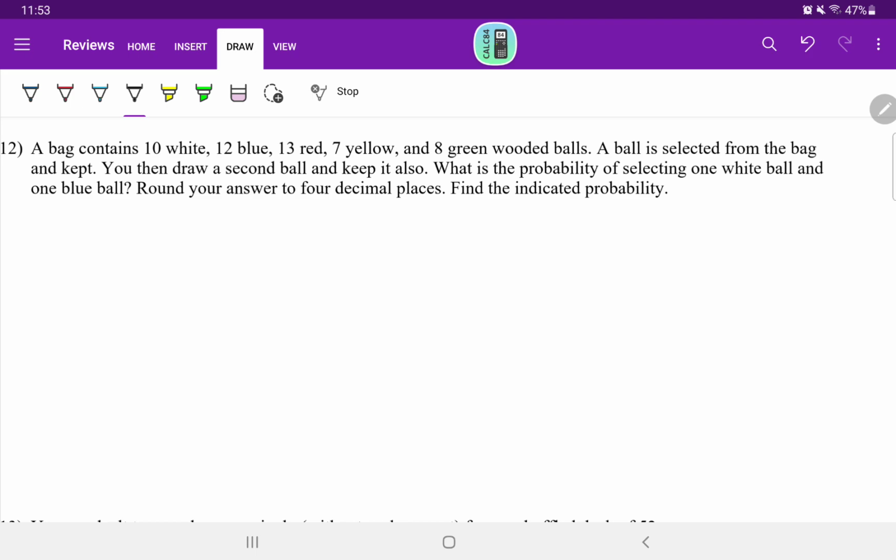So let's first find out how many balls are in total. 10 plus 12 is 22. 22 plus 13 is 35. Plus 7 is 42. Plus 8 is 50. There are 50 balls in total.